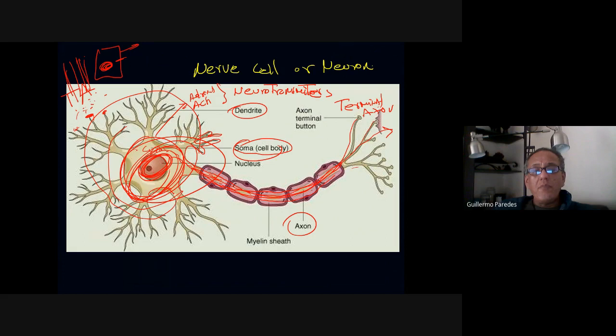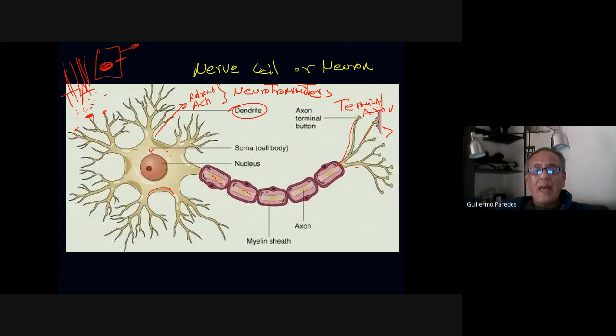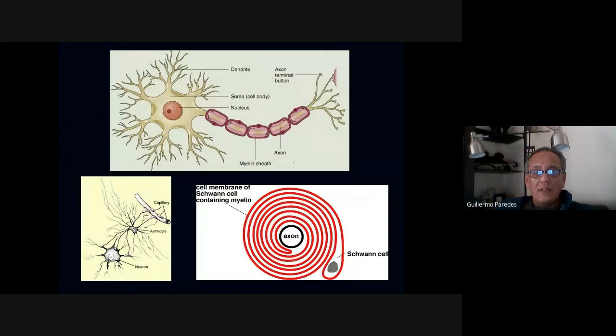Okay? And the last thing we are going to talk about is these cells covering the axon. This is the myelin. This is what we call the Schwann cell. Look at this Schwann cell. I'm going to draw a very long Schwann cell. This is the nucleus. If you stretch out the Schwann cell, it goes up like this.